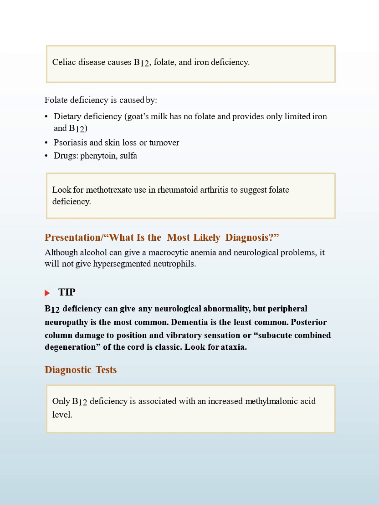Another thing to remember is that B12 deficiency can also cause neurological abnormality, but peripheral neuropathy is the most common. Dementia is the less common. Also, posterior column damage for positional and vibratory sensation, or subacute combined degeneration, is a classic symptom. Also look for ataxia.